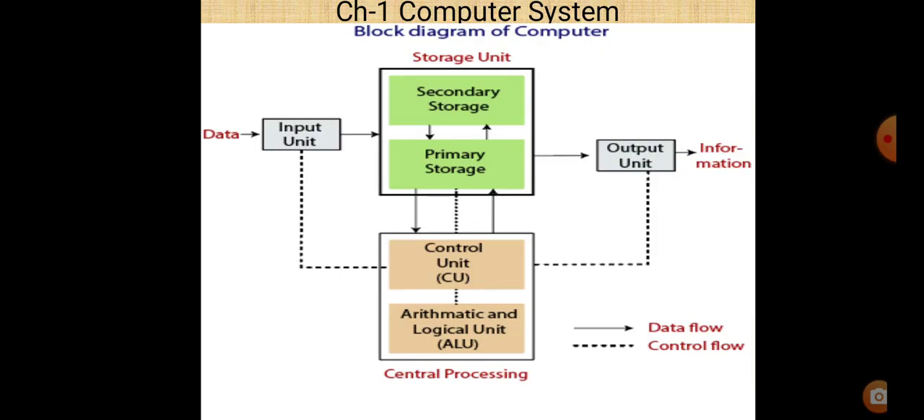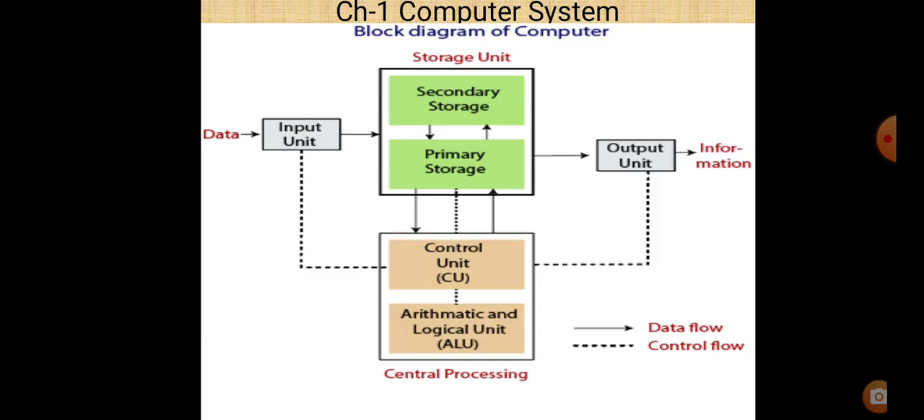And this is the block diagram of a computer system. A computer system is basically divided into four main parts: input device or input unit, output unit, storage unit, and central processing unit. In this block diagram, the four different parts are in four different blocks, and these blocks are interconnected to each other to make a block diagram of a computer system. It was already discussed in our previous video.